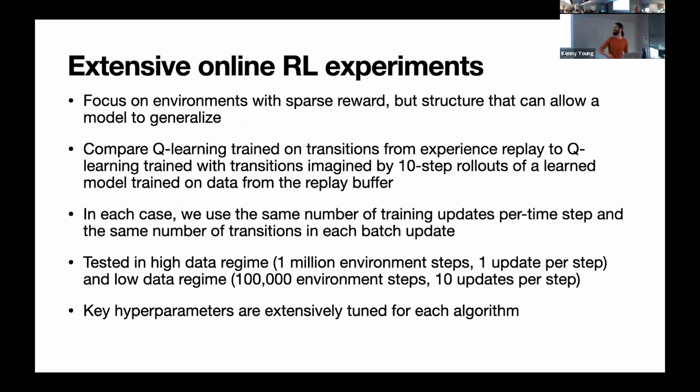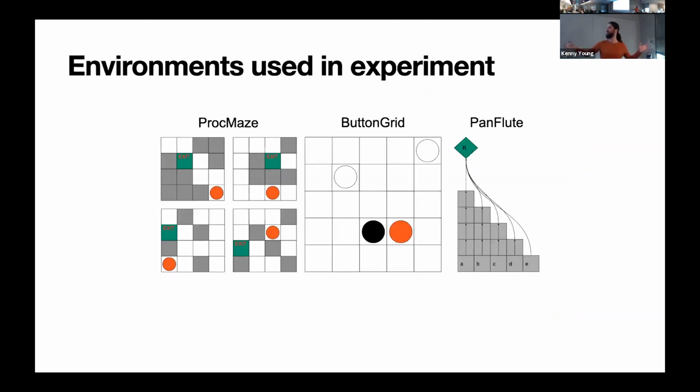So basically we did some extensive RL experiments, and tried to keep everything controlled. This is online RL now, so we're not using fixed data sets. The agent's actually generating its own data. We're controlling as much as we can between the model-free and model-based methods. And there are 3 different environments, designed to have the property that there's something in the environment that a model can learn that generalizes to unseen states.